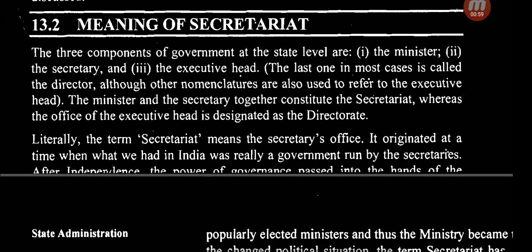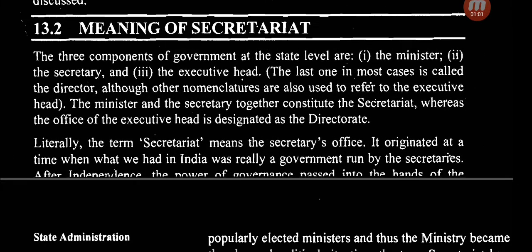Meaning of secretariat. The three components of government at the state level are: number 1, the minister; number 2, the secretary; number 3, the executive head. The last one in most cases is called the director, although other nomenclatures are also used to refer to the executive head. The minister and the secretary together constitute the secretariat, whereas the office of the executive head is designated as directorate.